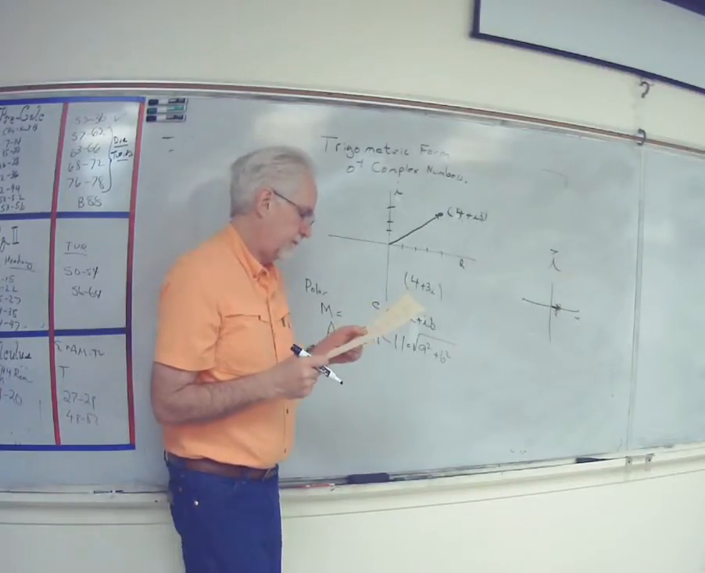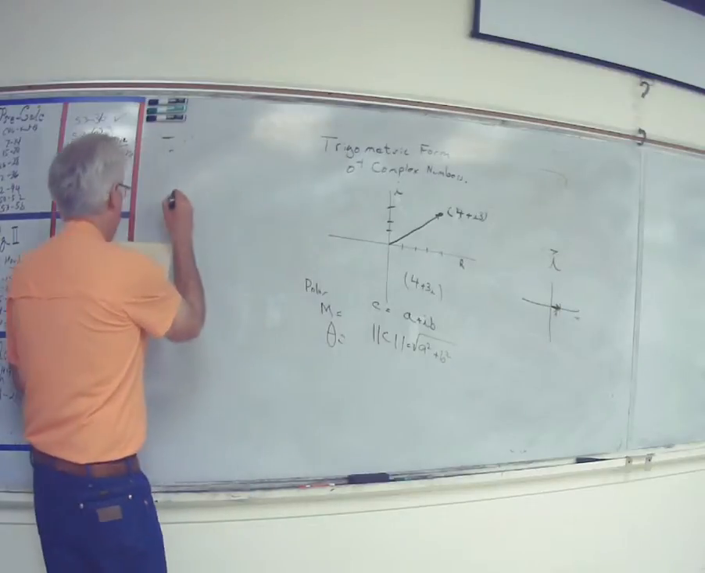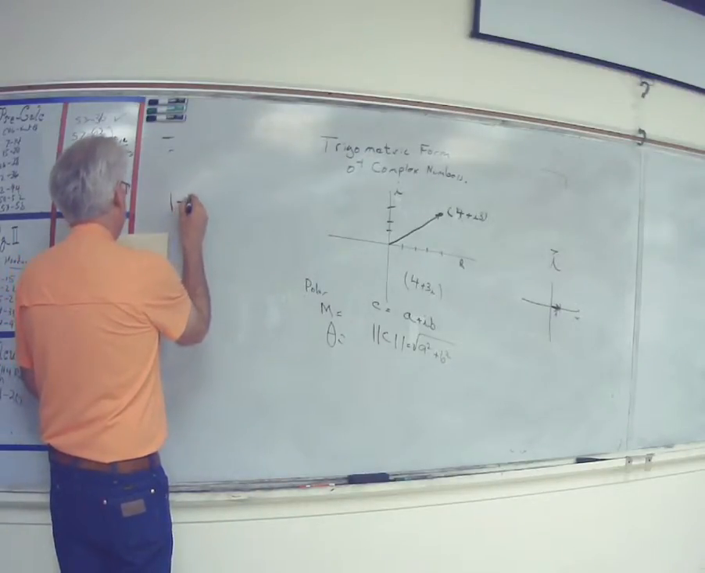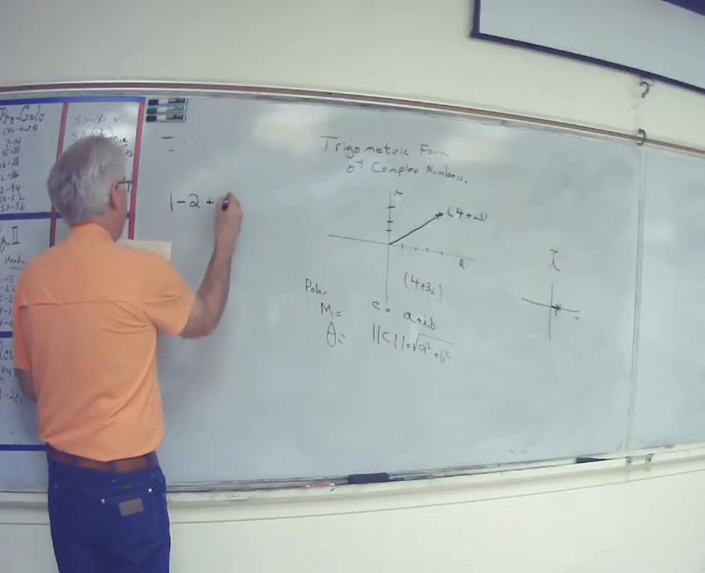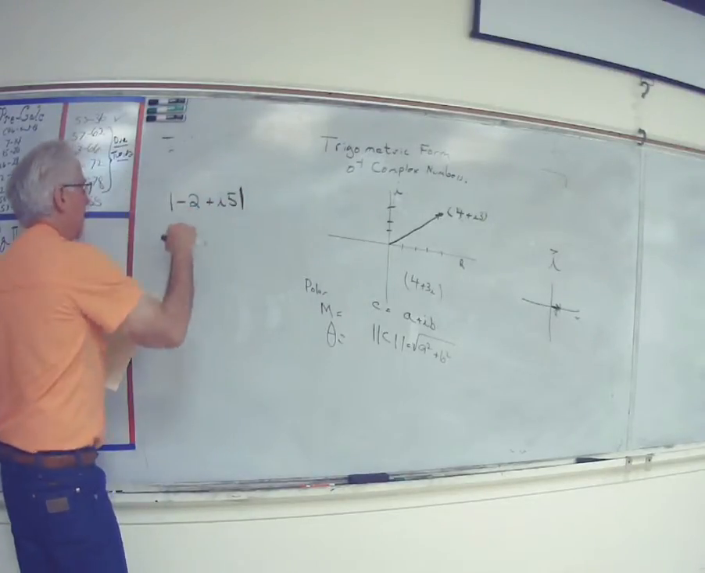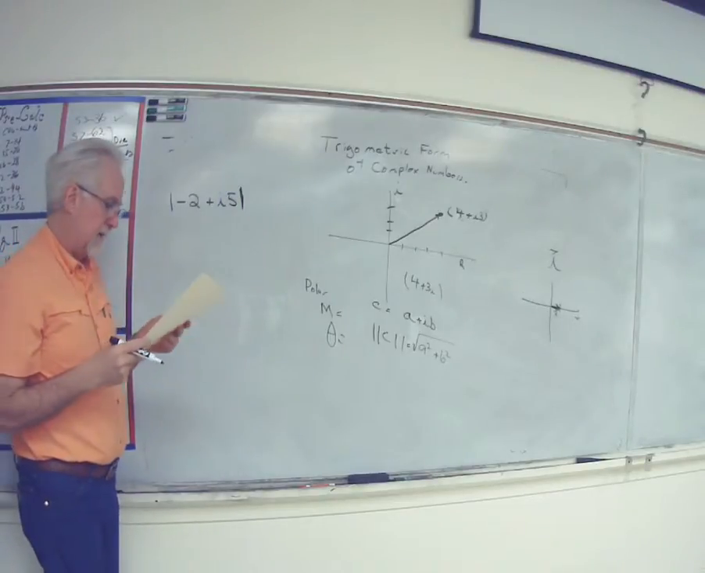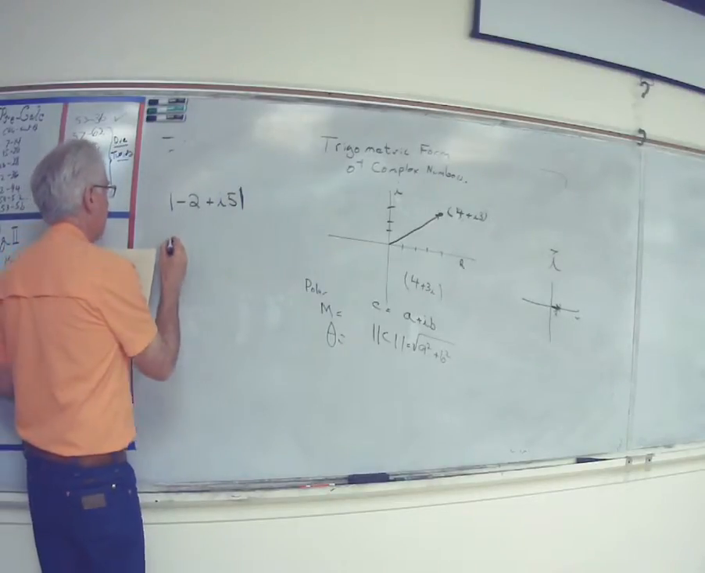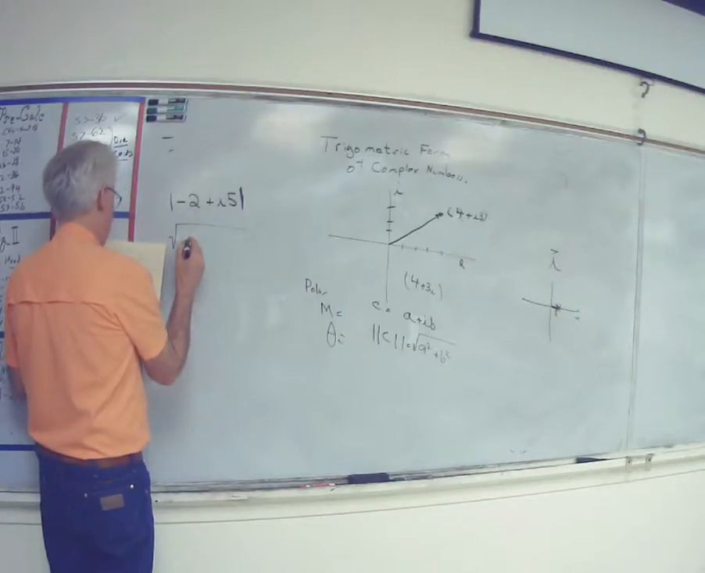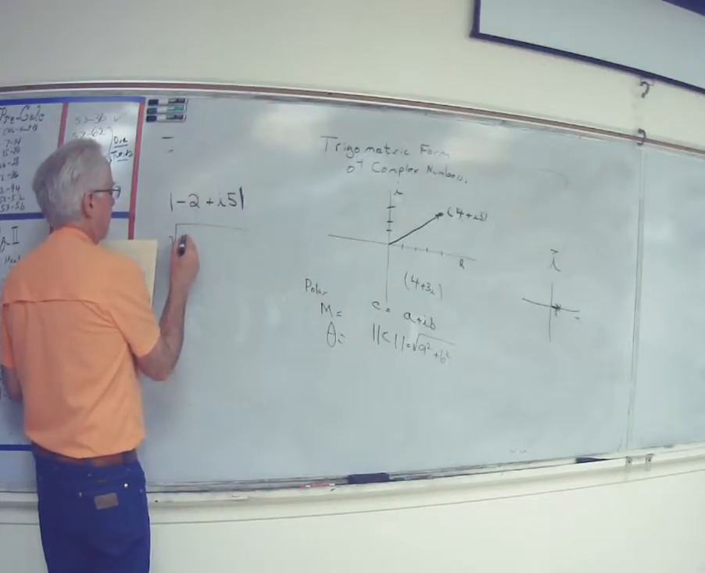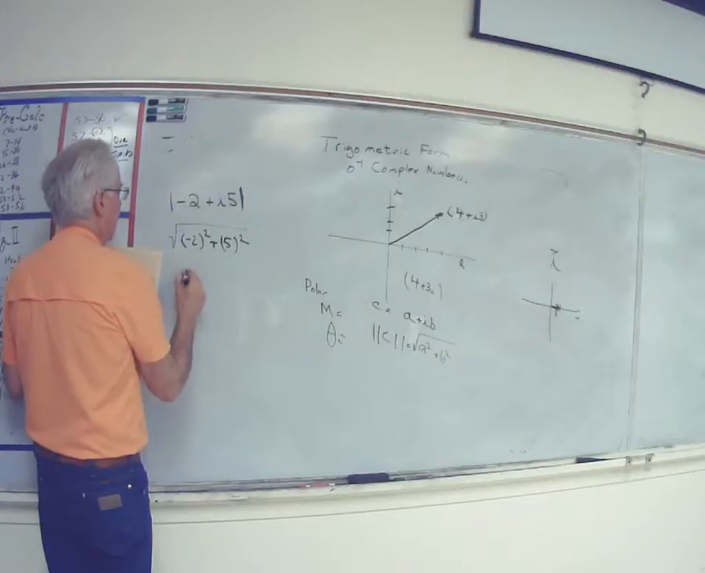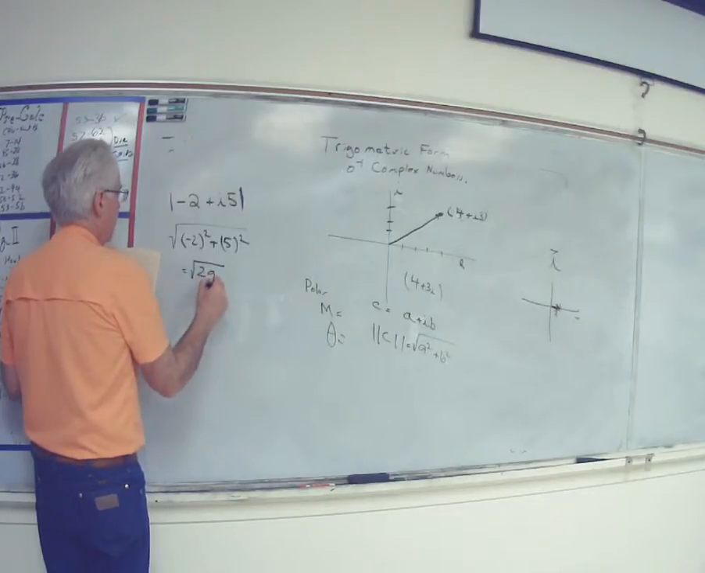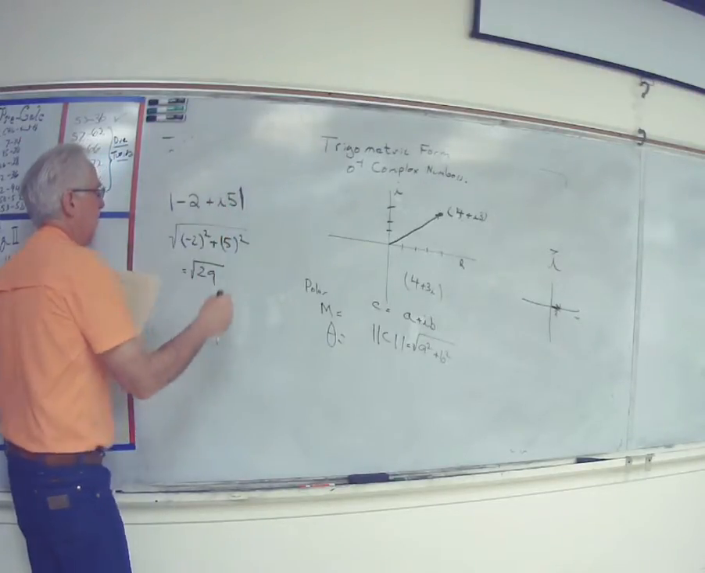Now let's say I want to find the magnitude of the complex number minus 2 plus i5. This absolute value looking thing means magnitude. So how would I do that? The square root of negative 2 squared plus 5 squared. That's 4 and 25, which is equal to the square root of 29. That is how long it is.